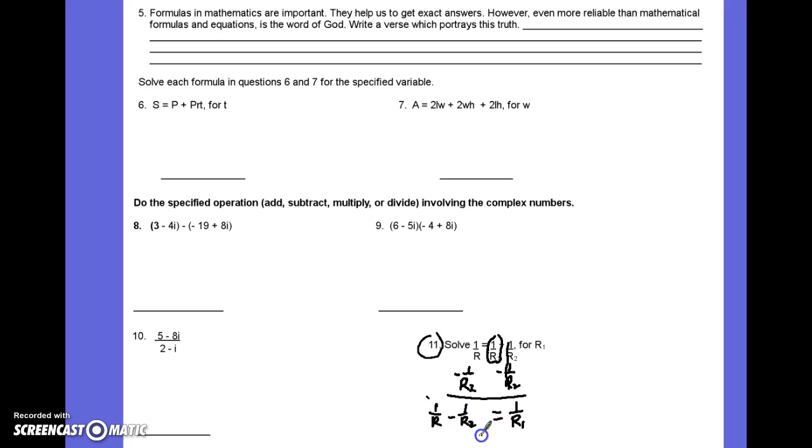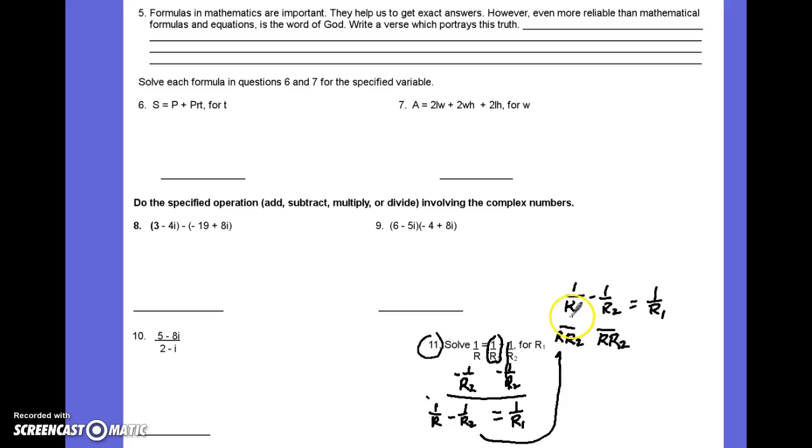So what we want to do is, let's take it up here so we have some space. 1 over r minus 1 over r2 equals 1 over r1. So we can find the least common denominator of r and r2, which is just like 2 and 3. If we had 2 and 3, then the LCD would be 2 times 3, or 6. So the least common denominator is going to be r times r2. That's kind of like the 2 times 3 I mentioned. Here, r times r2.